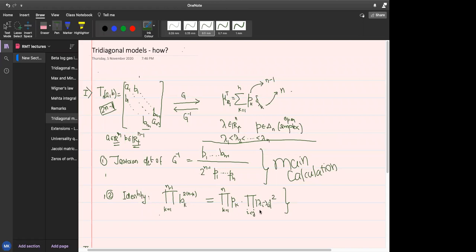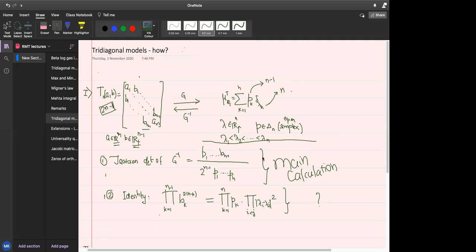And there is this mysterious identity which I cannot explain. I don't really know what it means, but there is this strange identity which relates variables here to these variables. Of course everything is related to everything on the other side because of the bijection, but this particular combination has an explicit formula in terms of the variables on the other side. The product of b_k to the power 2 times (n minus k) is the same as the product of p_k times the Vandermonde squared of the lambdas. I can prove it, but I cannot explain what it means.